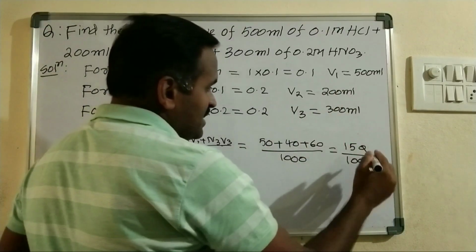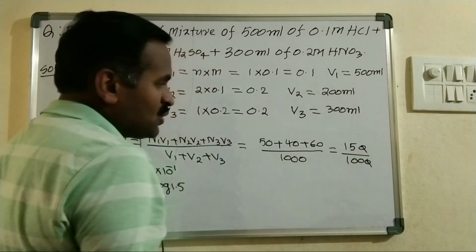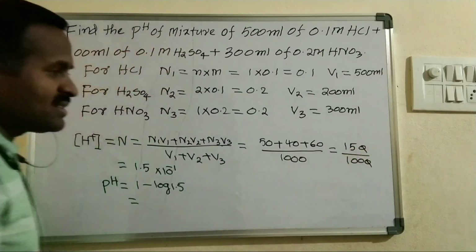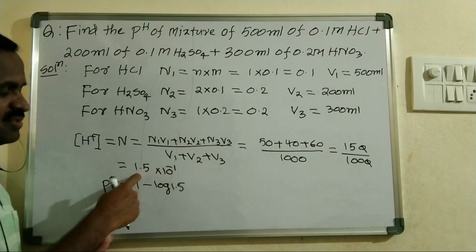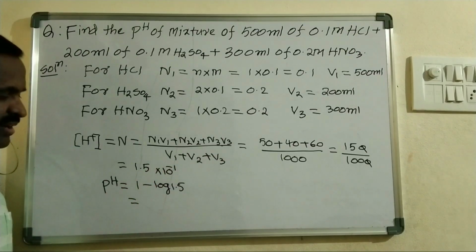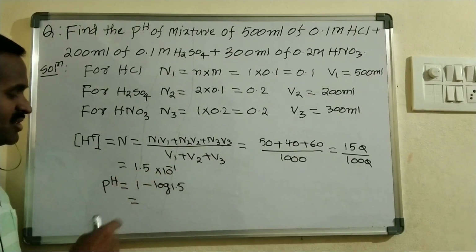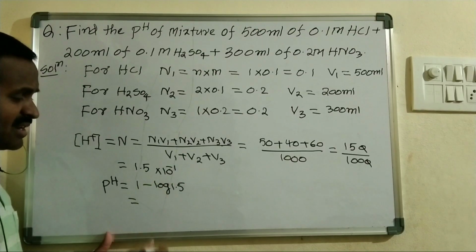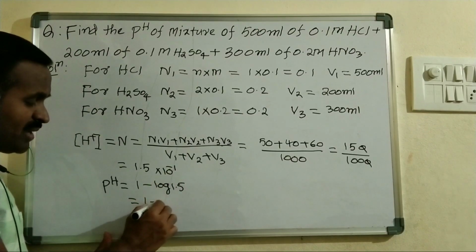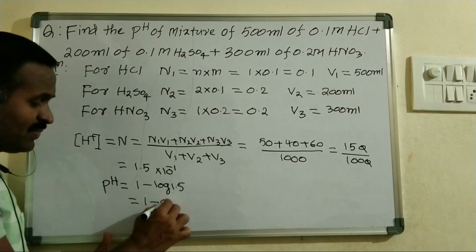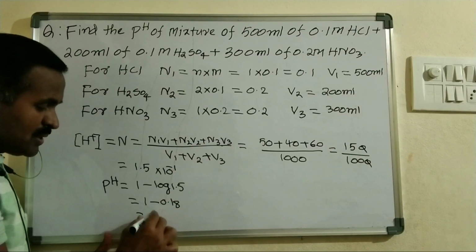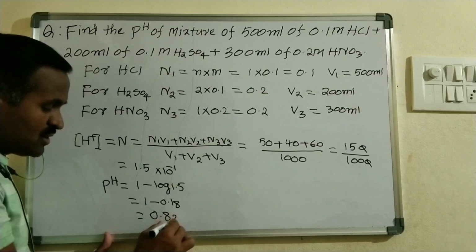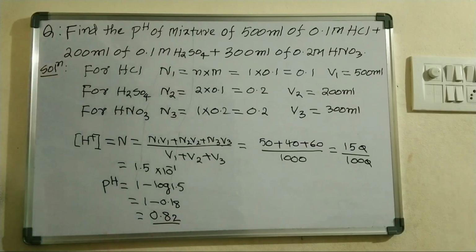You will get 150 divided by 1000, and the 0 will get cancelled, and I can write 1.5 into 10 power minus 1. If I take the pH value, it is 1 minus log 1.5, here 1 minus 0.18 I will get, so I can write 0.82 is the pH for the mixture of all three acids.